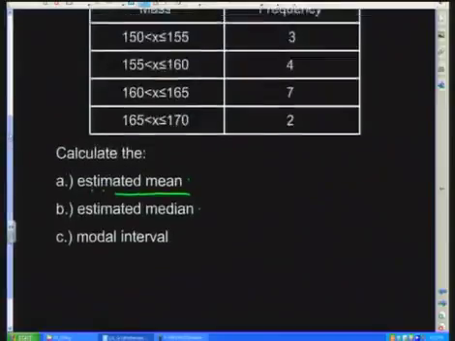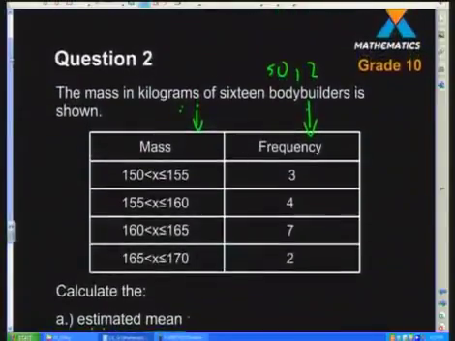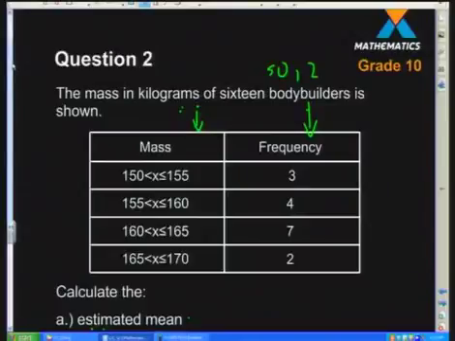So, in order to work out your mean with grouped data, all right, remember this table is your frequency. If you add all these numbers up, it will give you your total frequency. So 3 plus 4 is 7, 7 plus 7 is 14, 14 plus 2 is 16.